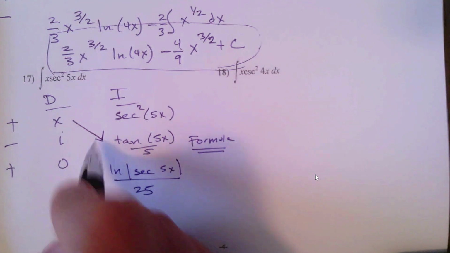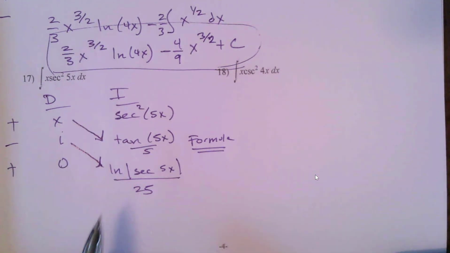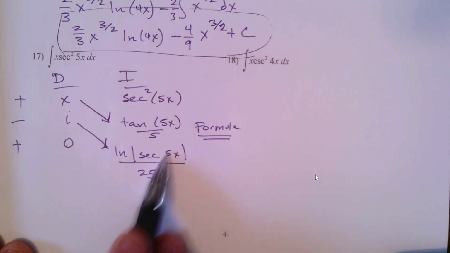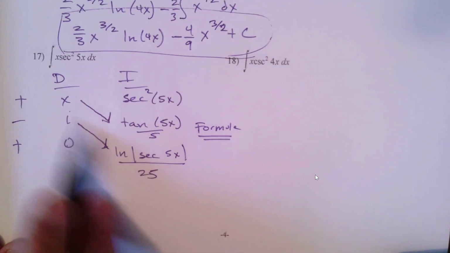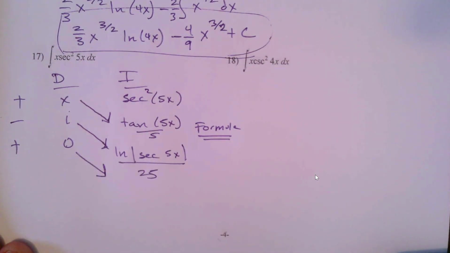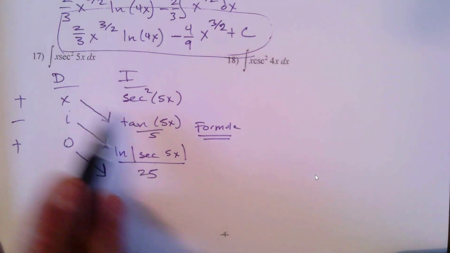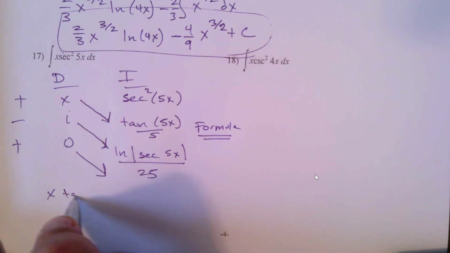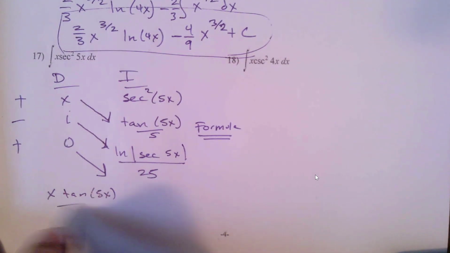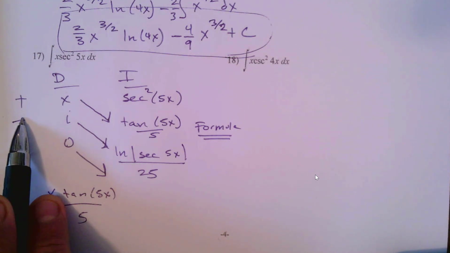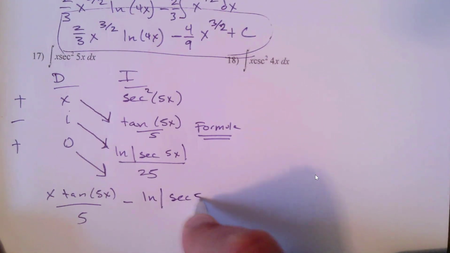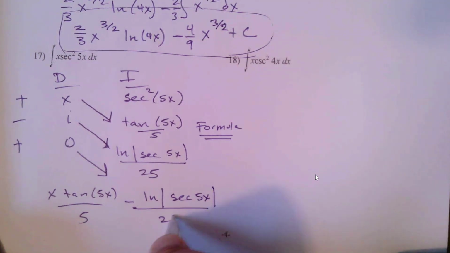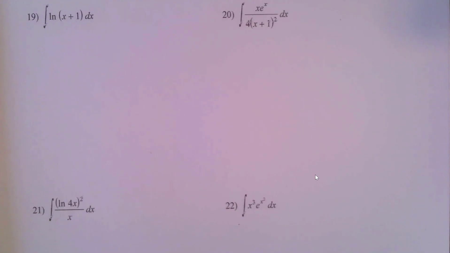Since we got a 0 here, we don't have to do any more integration. We did the integration to get to this step right here. So we get our answer just by multiplying along the diagonals, and once we get to the 0, we don't have any more terms. So our first term is going to be x tangent of 5x over 5. The second term is negative 1 times this guy, which is going to be negative natural log of secant of 5x over 25 plus c. 19.